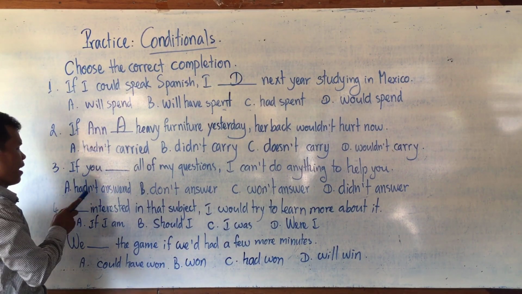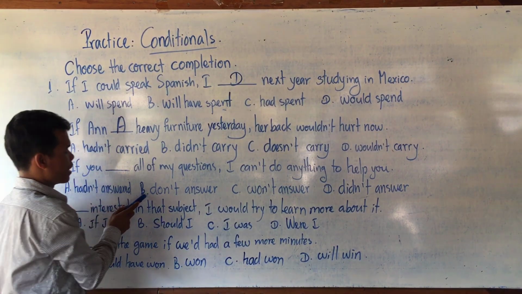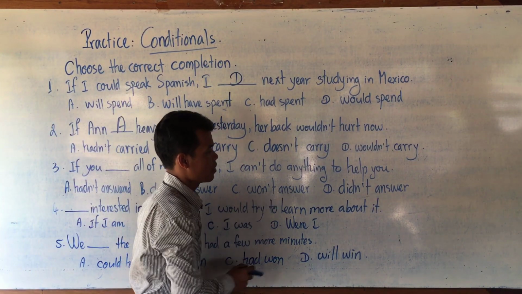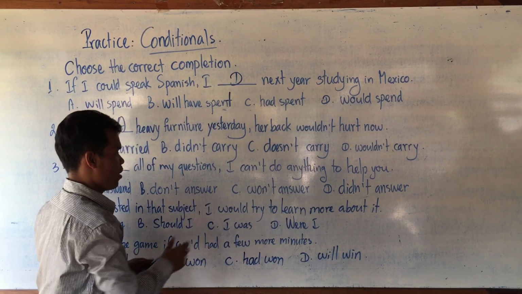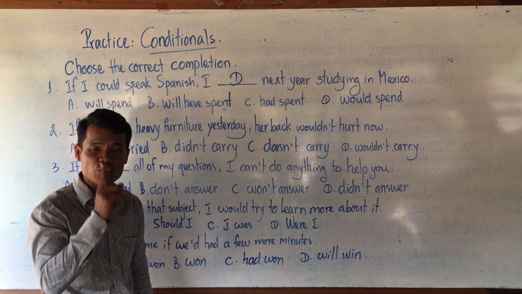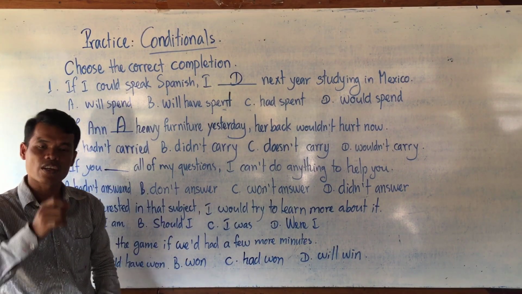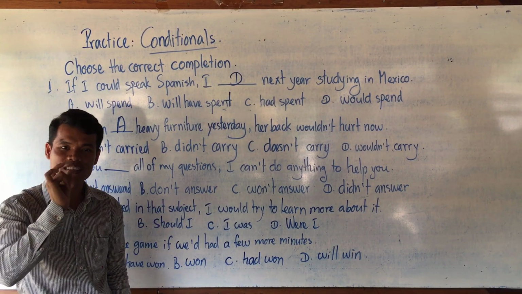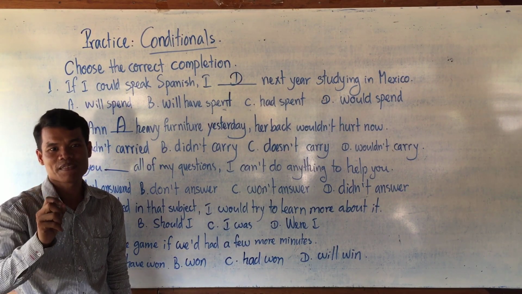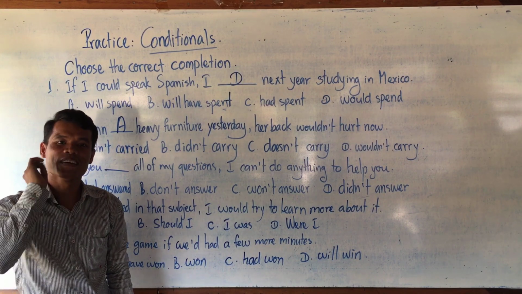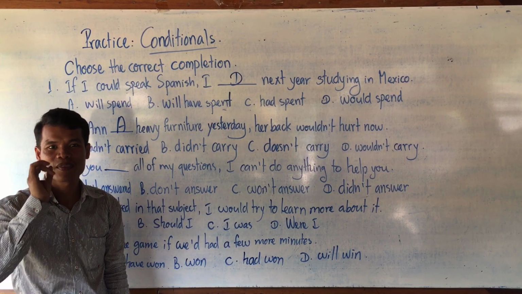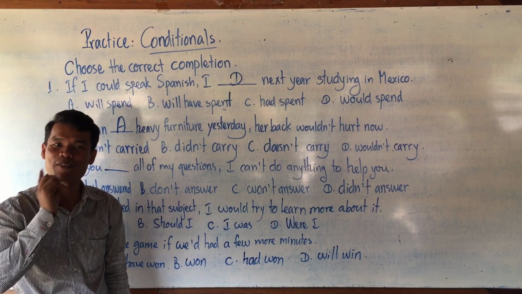Alternatives: A hadn't answered, B didn't answer, C won't answer, D didn't answer. Look at the main clause verb here: can. Can is a verb in the present. And you remember the form of a conditional? If plus subject plus verb in the present, then subject plus will, can, may or must plus base form. You remember it is the first conditional.